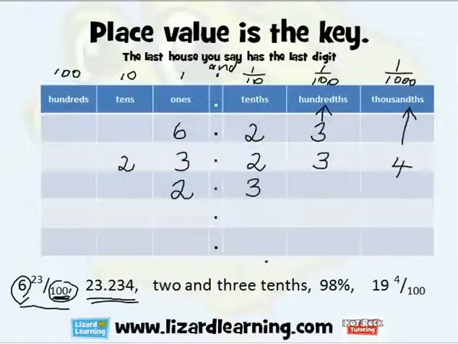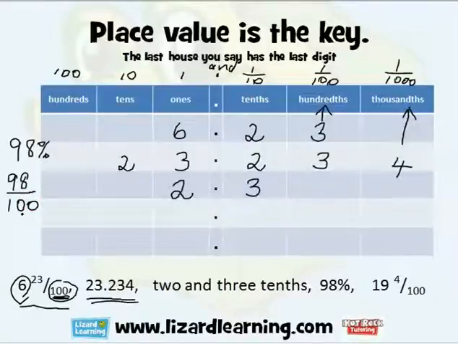98%. Well, what is 98%? We've done a lesson on this. 98% means 98 per 100. That's what percent means. Per 100. 98 out of 100. So it's 98 hundredths. Go to the hundredths column. There it is. The 8 is going to go there because it has to go in the hundredths column. 9 does not go next to it. It goes into the house above it.